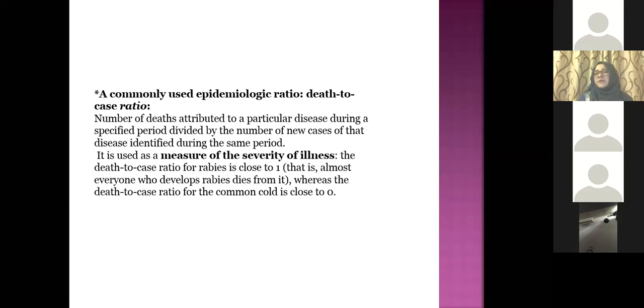But when you compare it with rabies, the majority of the patients who acquire rabies or who get the infection, they die from it. So basically, this is one of the examples of ratio, the death to case ratio, which is used to measure the severity of illness on a scale. So these are some examples of ratios.